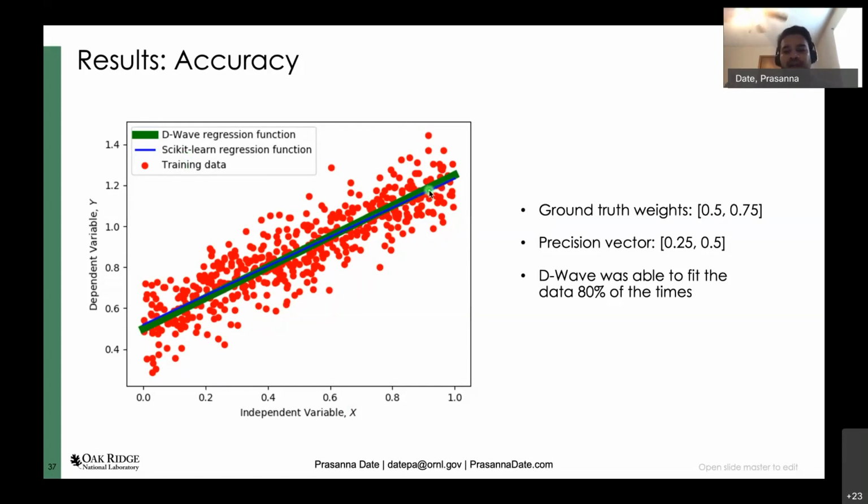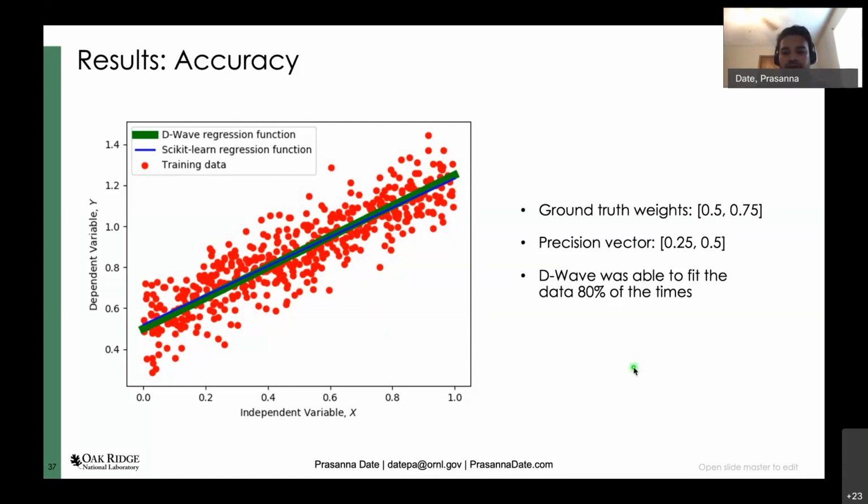That's the reason why I had to limit the precision on the D-Wave, whereas scikit-learn does not have any constraint of that sort. Scikit-learn operates on 64-bit precision, so the scikit-learn regression function is going to be slightly more accurate than the D-Wave function, but this is a very good proof of concept. If we had more precision on the D-Wave, we could also get a more accurate result with that.